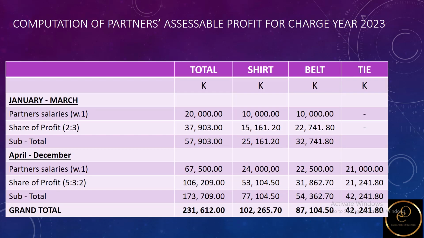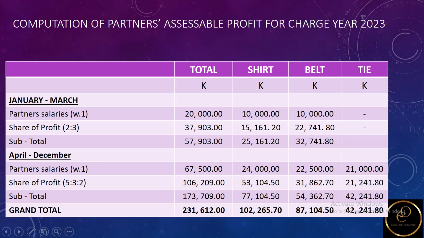What you should note is that in this particular situation, we had a change of partnership partway through the accounting period. So that leads to dividing the charge year into two notional periods. One for 3 months, running from January to March 2023. The other one is for 9 months, running from April to December 2023. So the way we are going to calculate this particular amount, which is supposed to be taxed under each partner, namely Shirt, Belt, and Tie, is as follows.